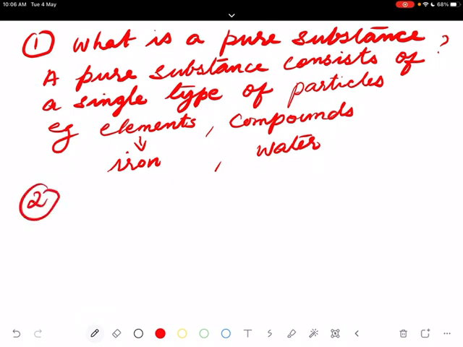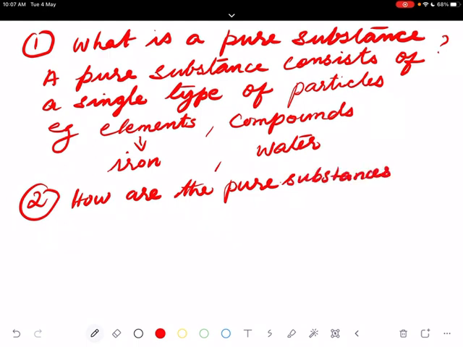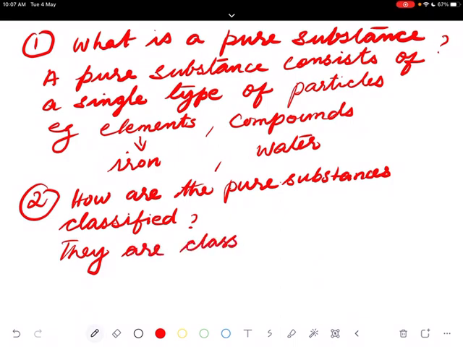Number two, how are these pure substances classified? They are classified into elements and compounds.